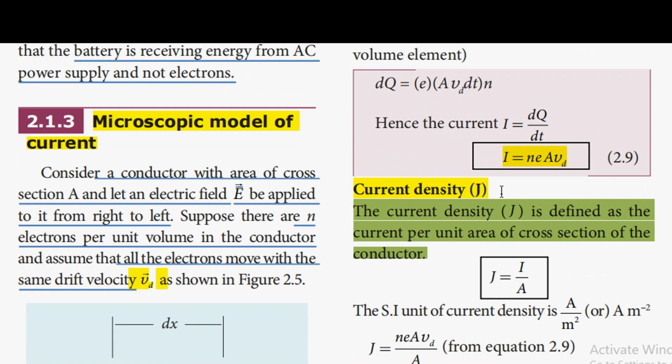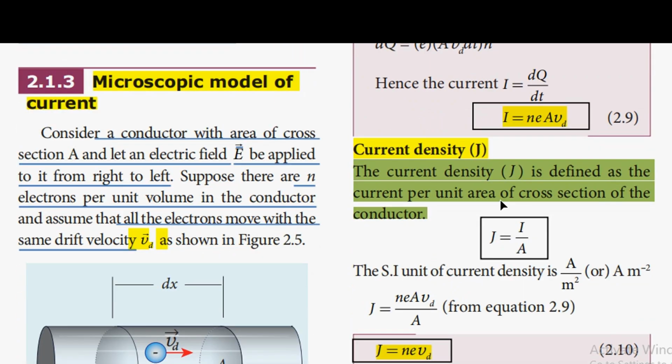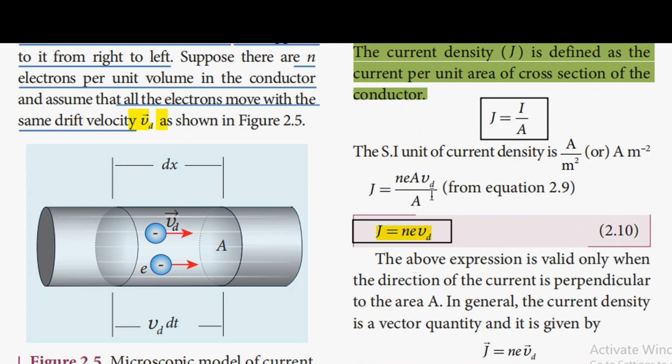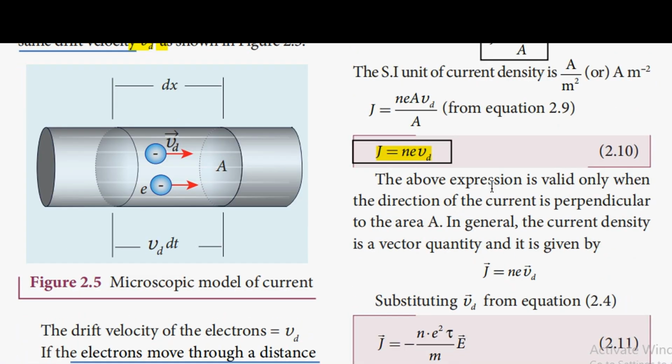Now let us see what is current density, J. The current density J is defined as the current per unit area of cross-section of the conductor, that is given by J equals I by A. The SI unit of current density is ampere per meter square, that is A m^-2. And J is given by n e A Vd by A from equation 2.9. Therefore, the expression for the current density is given by J equals n e Vd.